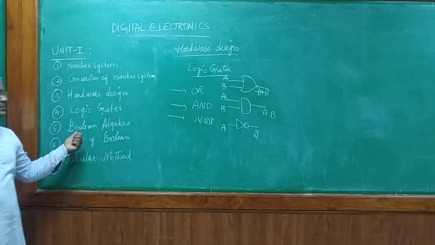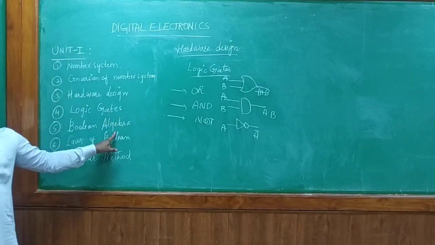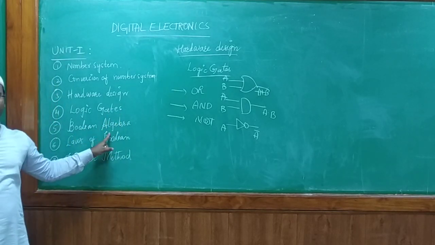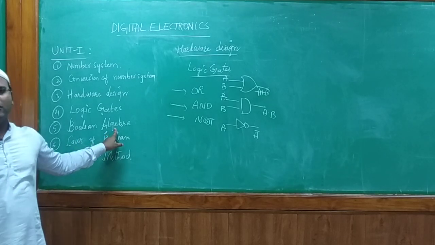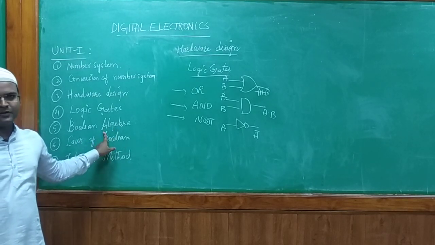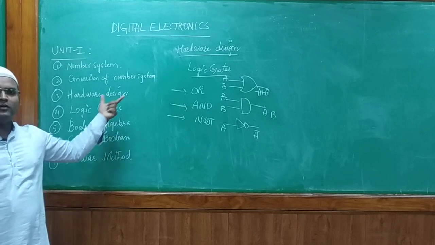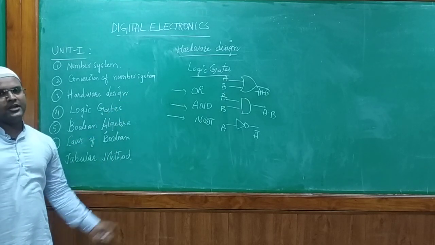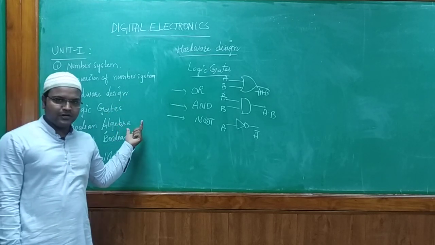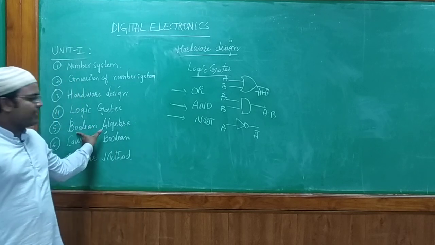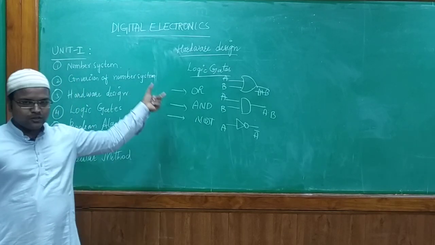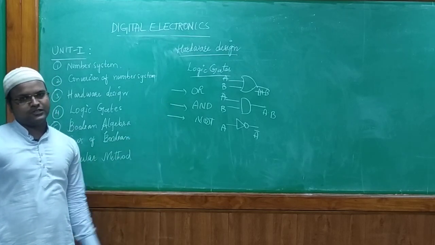Similarly, the next concept would be Boolean algebra. In Boolean algebra, what are we going to see? We are going to see the different laws of Boolean algebra. We will take those and try to develop one particular circuitry, and we need to simplify that circuitry. Based upon those Boolean algebra concepts, we'll take those logic gates and simplify the function.